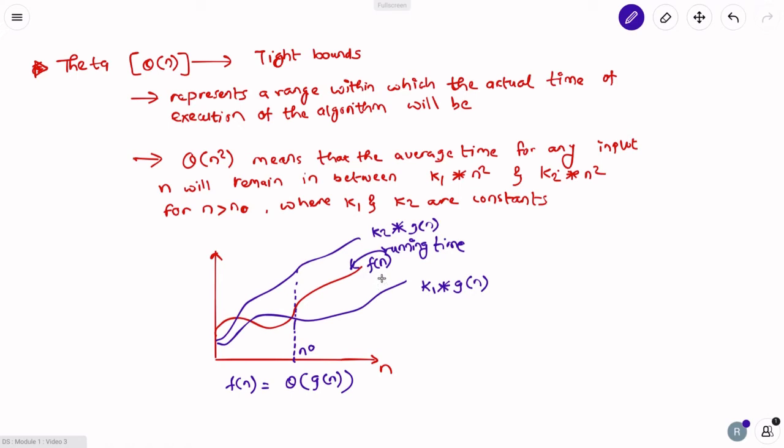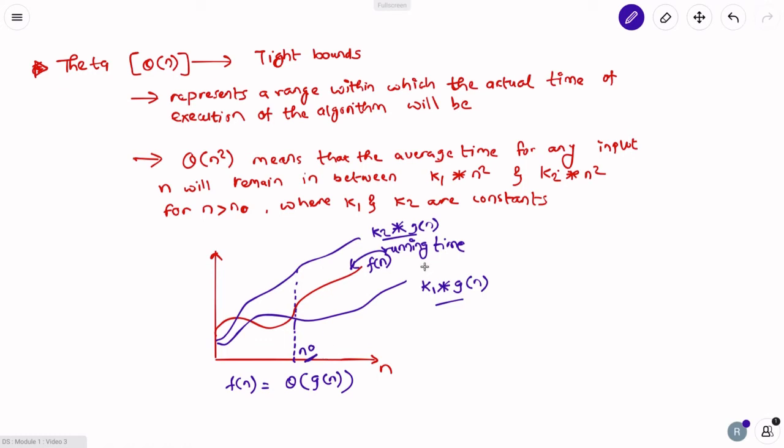So with this theta notation, when we say that f of n is equal to theta of g of n, that means the actual running time of the program is always going to lie between k1 into g of n and k2 into g of n, where k1 and k2 are constants, and this is going to be true for n greater than n0, where n0 is kind of a threshold. For n less than n0, this expression may not be true, but for n greater than n0, this is going to hold true.